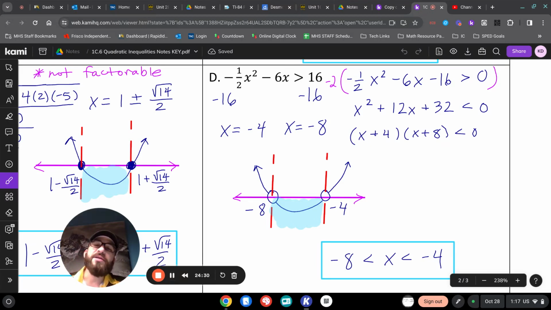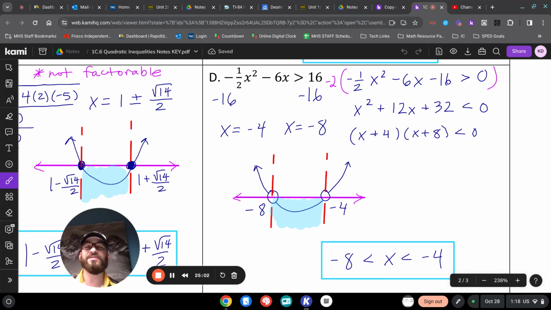All right, let's go ahead and talk through D. So we have negative 1/2 x squared minus 6x is greater than 16. We want to get that 16 to the other side, so we have to subtract it. So we get negative 1/2 x squared minus 6x minus 16 is greater than 0. Now from there, we could factor it as is, negative 1/2 x squared minus 6x minus 16. But that's a pretty gross function to factor. We, of course, could do our quadratic formula if we wanted to, but once again, that's going to be a pretty gross quadratic formula to do.